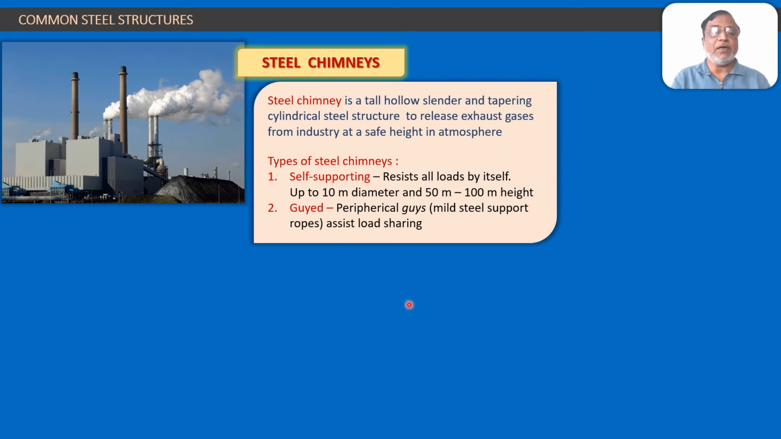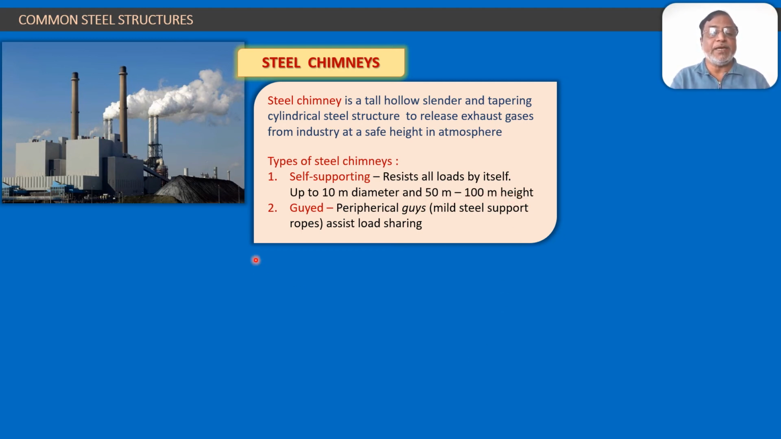Now the chimneys are of two types. We are discussing only steel chimneys right now. Chimneys can be made up of RCC or of brick masonry also. The types of steel chimneys are: one, self-supporting chimney, and second, guide chimney. The self-supporting chimneys are the chimneys which resist all the loads coming on them by themselves. They don't take help of any external extra components. These self-supporting chimneys are used up to 10 meters diameter and up to a height of 50 to 100 meters.